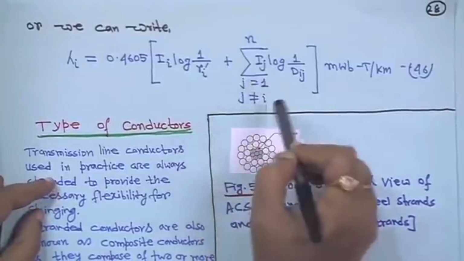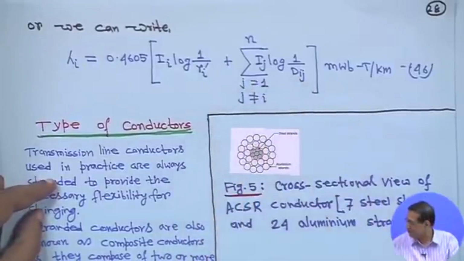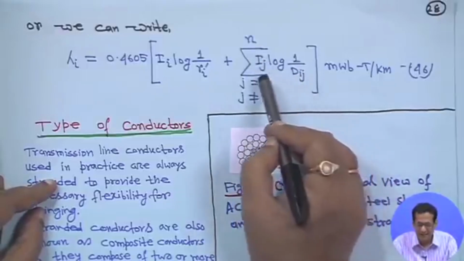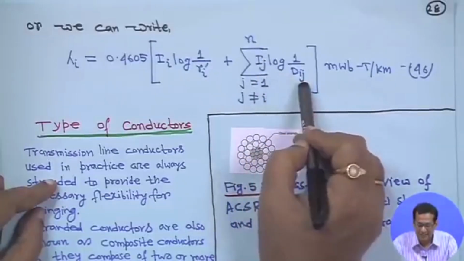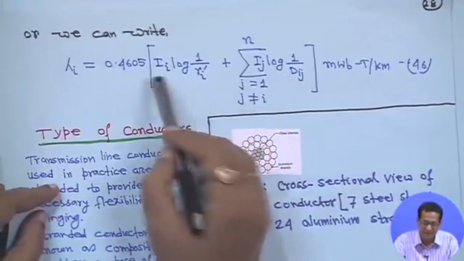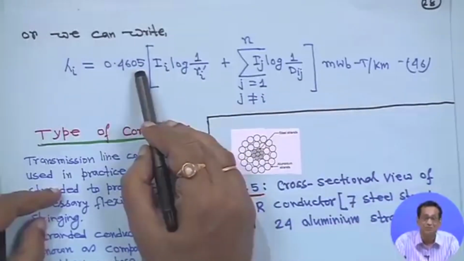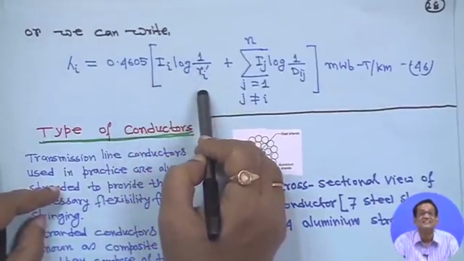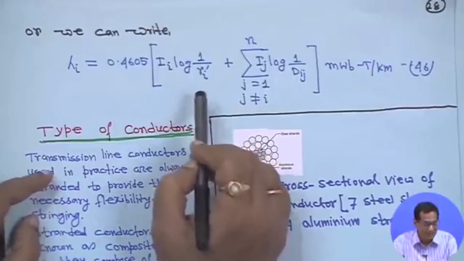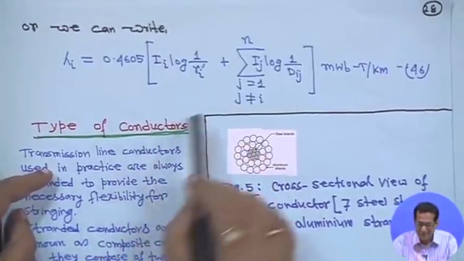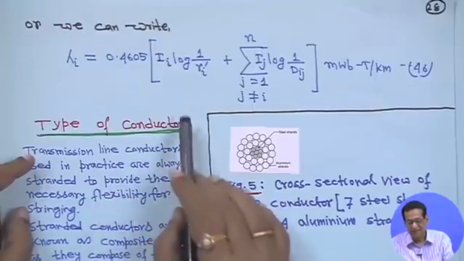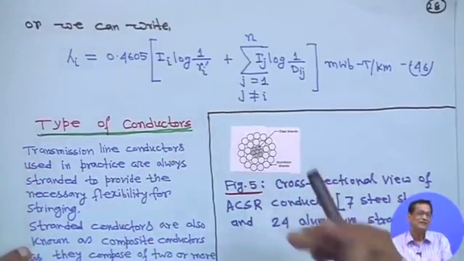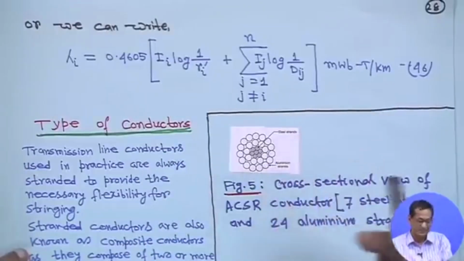So, this mutual term we are writing the same one, it was given 1 upon d. So, in general, for j equal to 1 to n, I_j log 1 upon d_Ij, where j is not equal to I, and the first term 0.4605 will be common, the first term I log 1 upon R_I dash, right. So, this flux linkage formula will be used again and again for calculating the flux linkages of other configurations.